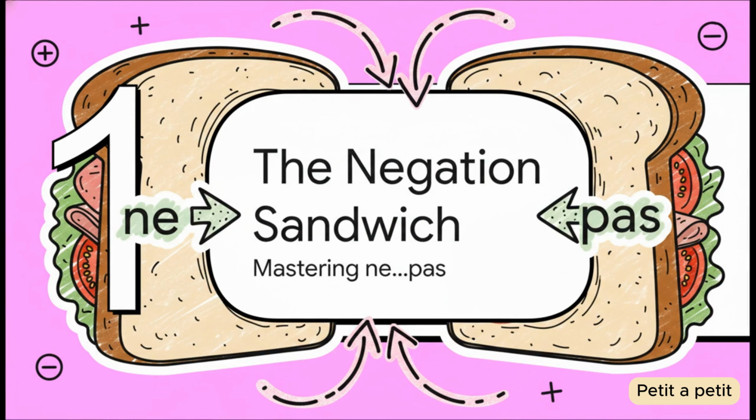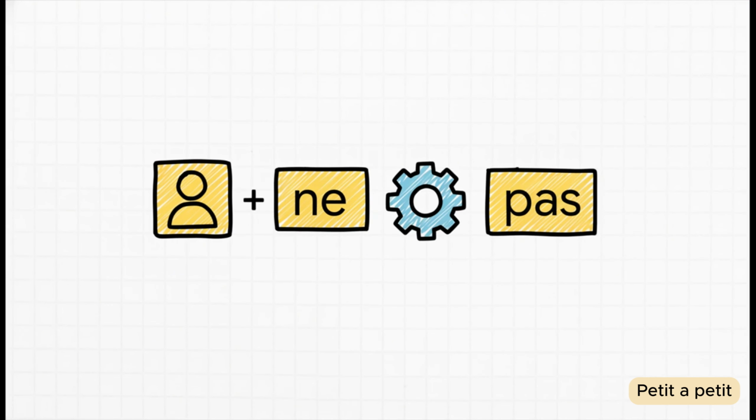So, first things first, let's really nail down this whole ne pas sandwich idea. This simple structure is the absolute foundation for pretty much all negation in French. Get this down, and everything else gets way easier. The formula itself is actually incredibly simple once you see it laid out. It's always in this order. You have your subject, then the first piece of bread, ne, then your verb, the filling, and then you close it off with pas. It's a consistent pattern, so let's see how it works with some real examples.